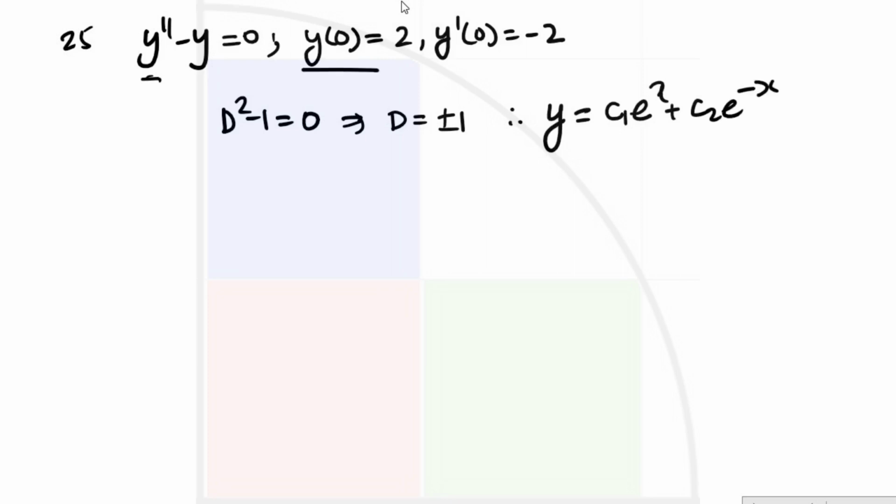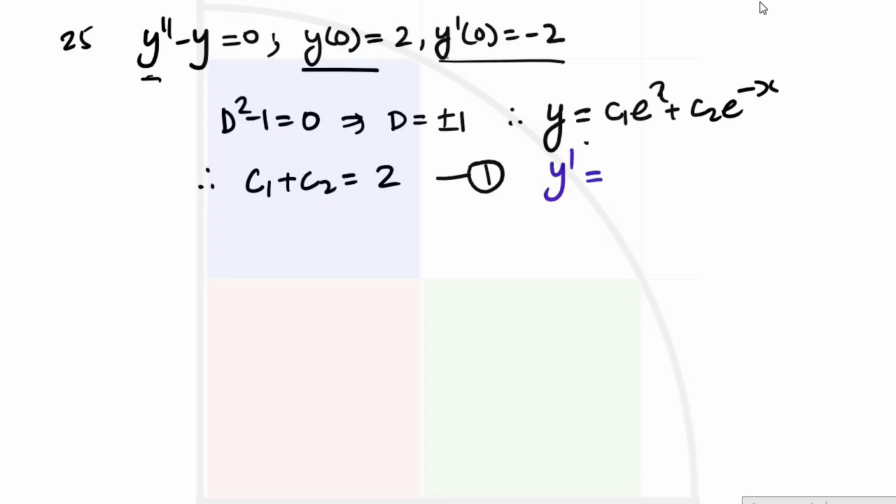Right, now we have to use the initial condition at x is equal to 0, y is 2, which actually means c1 plus c2 is equal to 2. This is one equation, and to apply the second condition we need to take the first derivative of this equation. So we get y prime is equal to c1 e to the power x minus c2 e to the power minus x. And then at x is equal to 0, this is minus 2. If we look here, at x is equal to 0 this will become 1 and this will also become 1. So we have c1 minus c2 is equal to minus 2.